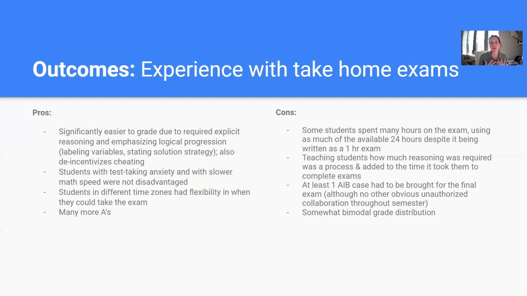And the biggest question, I think, is: do students cheat when you give them this opportunity? I did have one AIB case at the end during the final exam, but I didn't notice any other obvious unauthorized collaboration throughout the semester. And it's not hard to notice when two people have an extremely wrong answer that's extremely wrong in the exact same way. So this isn't as easy if you get the right answer to tell who's cheating, but I didn't feel like there was a lot of cheating happening because I was requiring that reasoning.